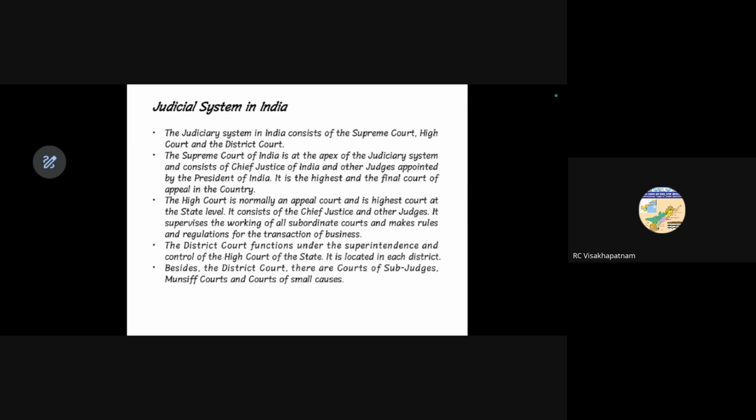But as we said previously, with regard to intellectual property rights, which court has original jurisdiction to try intellectual property right cases? That is the district court.